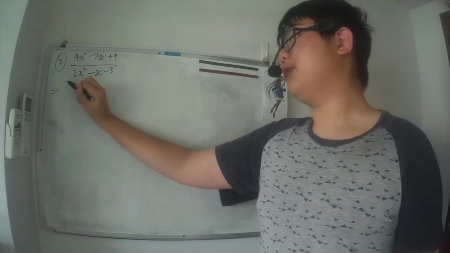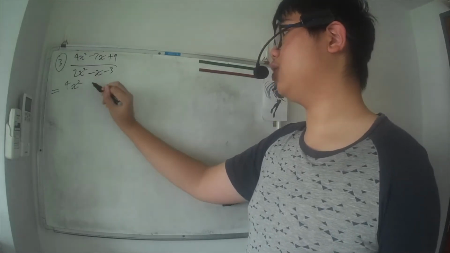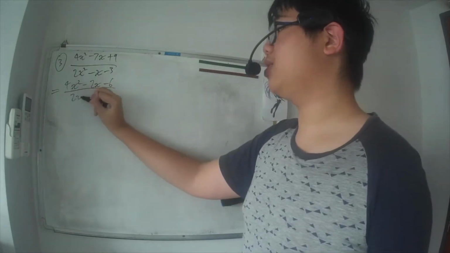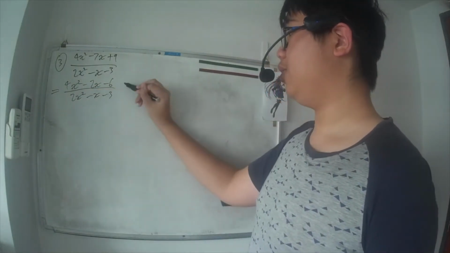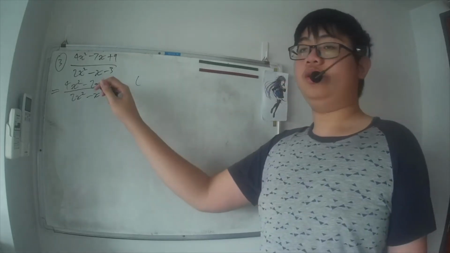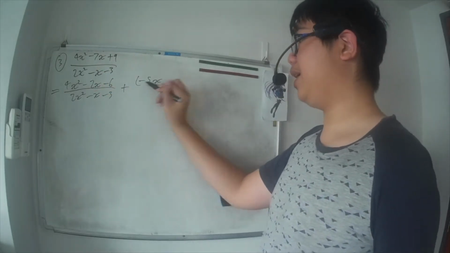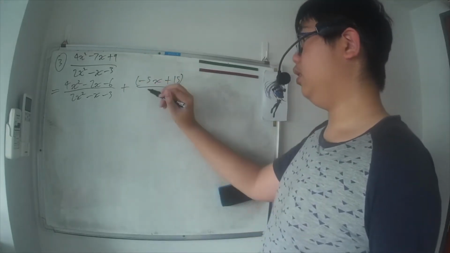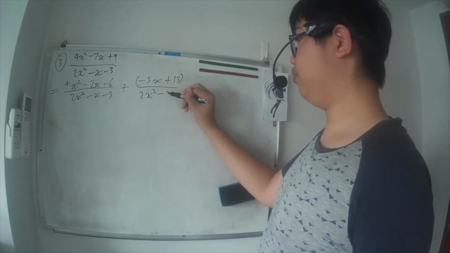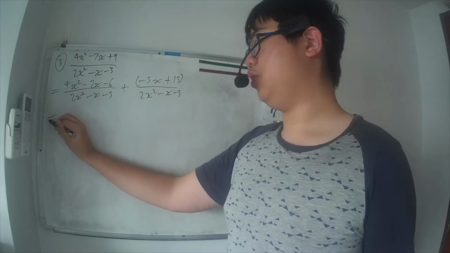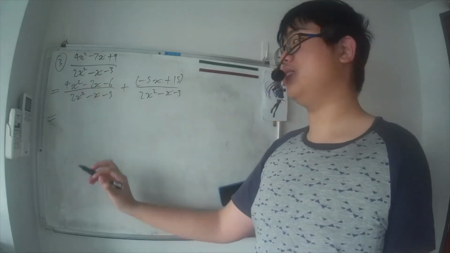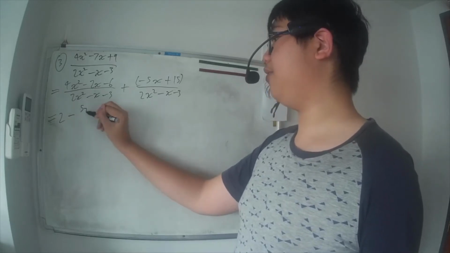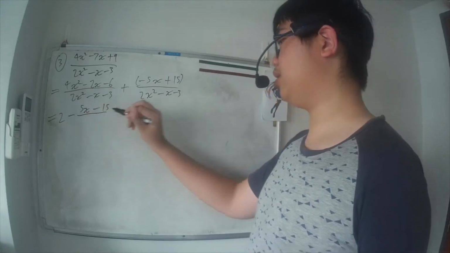So, what I'm going to do is split this into two fractions, 4x squared minus 2x minus 6 over 2x squared minus x minus 3, and then we need to add stuff. Don't forget to subtract another 5x, then minus 6 plus something gives you 9, that is plus 15, all over 2x squared minus x minus 3. If you would like, you can factor out the 2. Notice the algebra cancels out. You're left with 2, then minus 5x minus 15, and then we will factorize the bottom part.